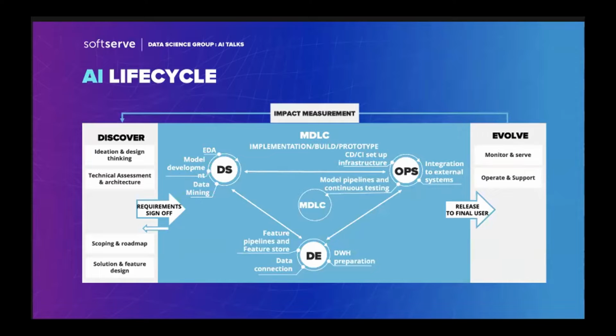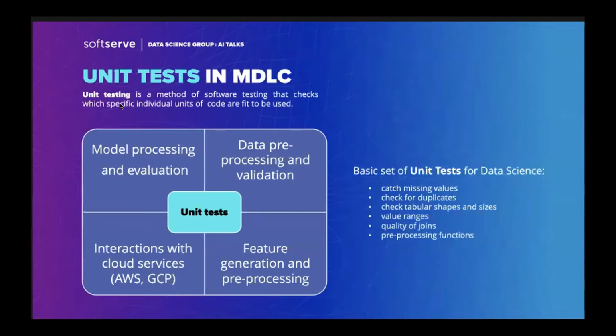So let's talk a bit more about unit testing and the model development lifecycle. Usually we know that unit testing is a method of software testing that checks whether specific individual units of code are fit to be used. The central place of unit testing belongs to, of course, model processing and evaluation, data pre-processing and validation tasks. But a few more additional ones are interactions with cloud services, AWS or GCP, and feature generation and pre-processing.